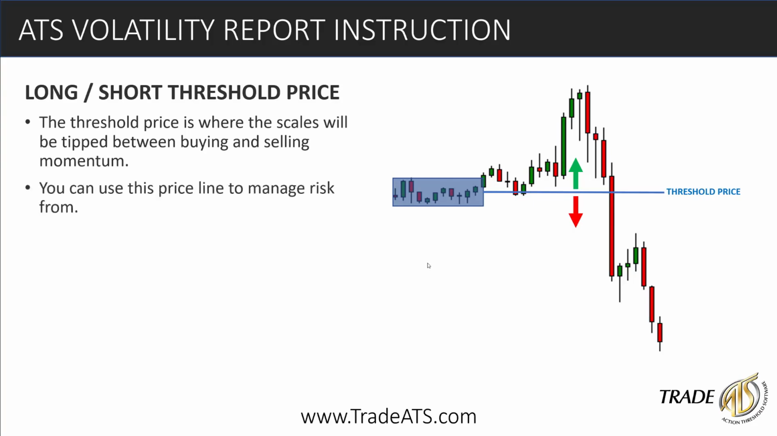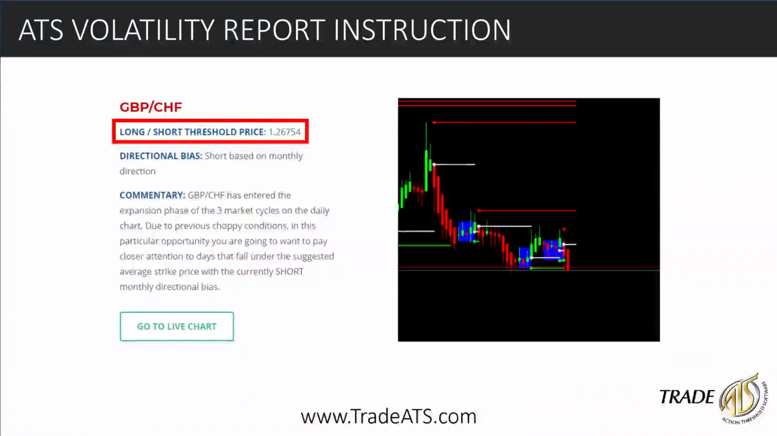Now, the key thing with this line is you can actually use this line to manage your risk from, and it also serves as a confirmation of direction. So for instance, if you are long, if you've bought the market and you're above the threshold price, if the market comes through the threshold price, then you may want to start looking at dumping that position. You can use it to manage that immediate risk from. And it's a very sensitive price level to do that from. It's very effective.